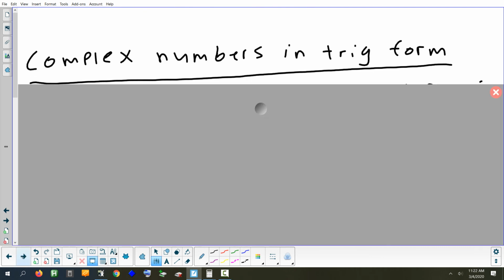Okay. So what we're going to spend the rest of today and tomorrow on is first figuring out how to write a complex number in a different way called trigonometric form. And then once we do that, we're going to learn 4 things that it allows us to do very, very nicely: multiplying, dividing, raising to powers, and taking roots.